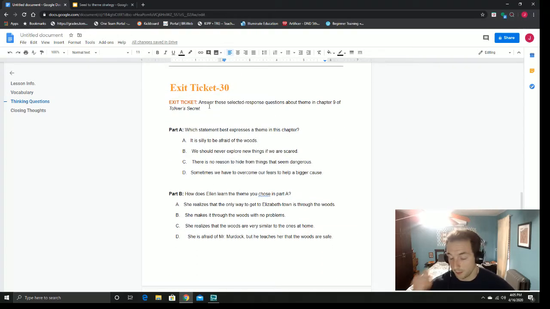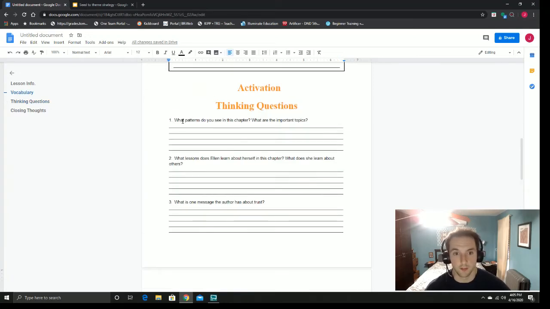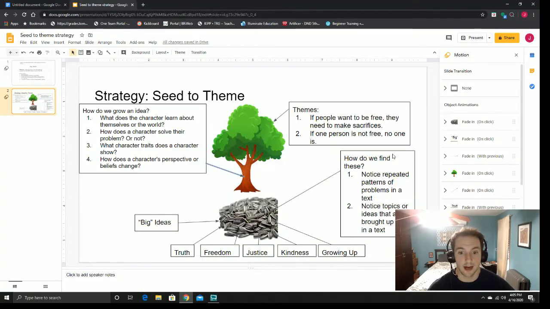Alright, this is the first time that we've had a multiple choice question, so we're just going to answer these selected response questions. It says, which statement best expresses the theme in this chapter? That's what we're looking for, and these questions are going to help us find the theme. First question says, what patterns do you see in this chapter? What are the important topics? This question is specifically guiding us to find these big ideas. What topics do we see repeated over and over again?